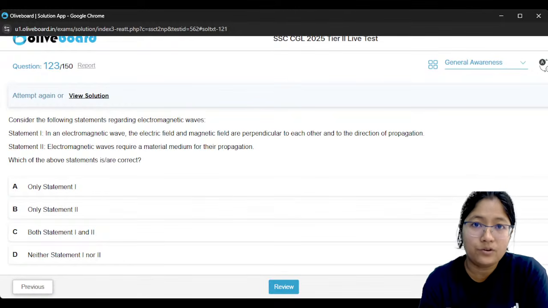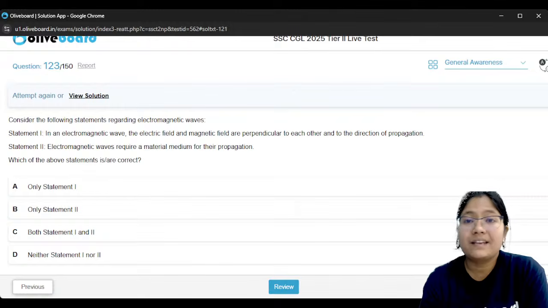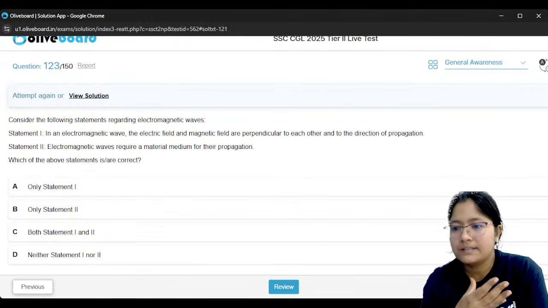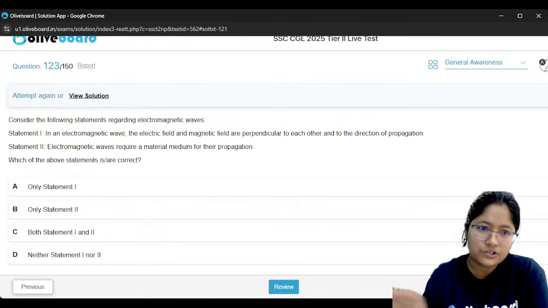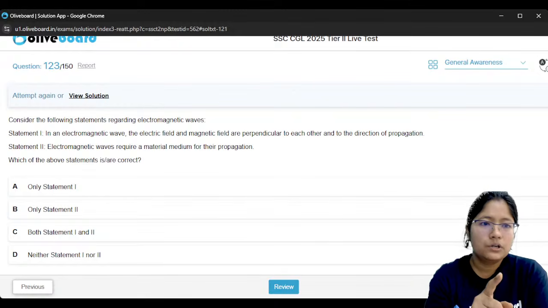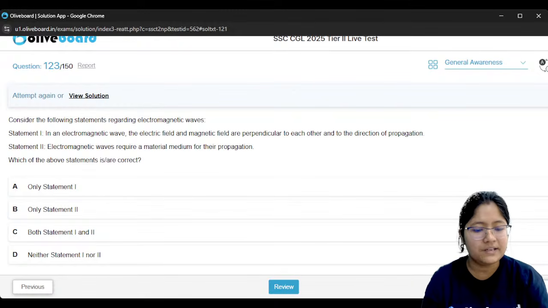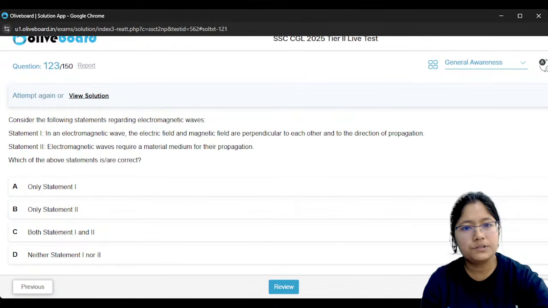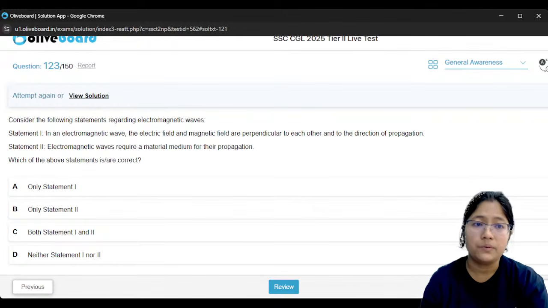So light waves, microwaves, then X-ray, all these which are in this electromagnetic radiation of the range of the light waves, they can travel in vacuum. So statement number 2 is definitely wrong. Why? Because it can travel in vacuum. It does not require a medium. Sound, however, cannot travel in vacuum. Sound will require a medium.